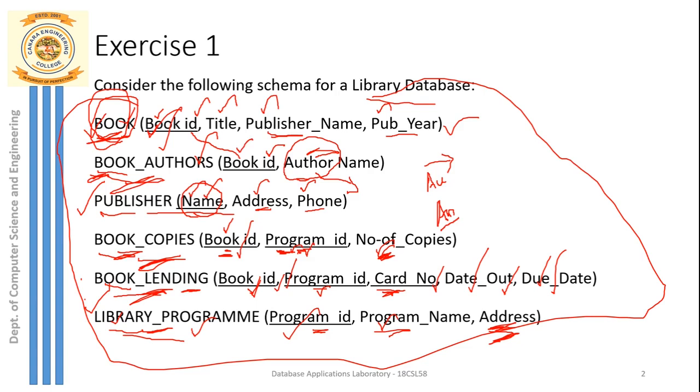Next, in book copies, the combination of book ID and program ID is the primary key. You don't call it two primary keys here. There are two attributes in this table, book ID and program ID, the combination of which is the primary key. You need not have every book ID unique, or different values for program ID, but the combination of book ID and program ID must be unique.